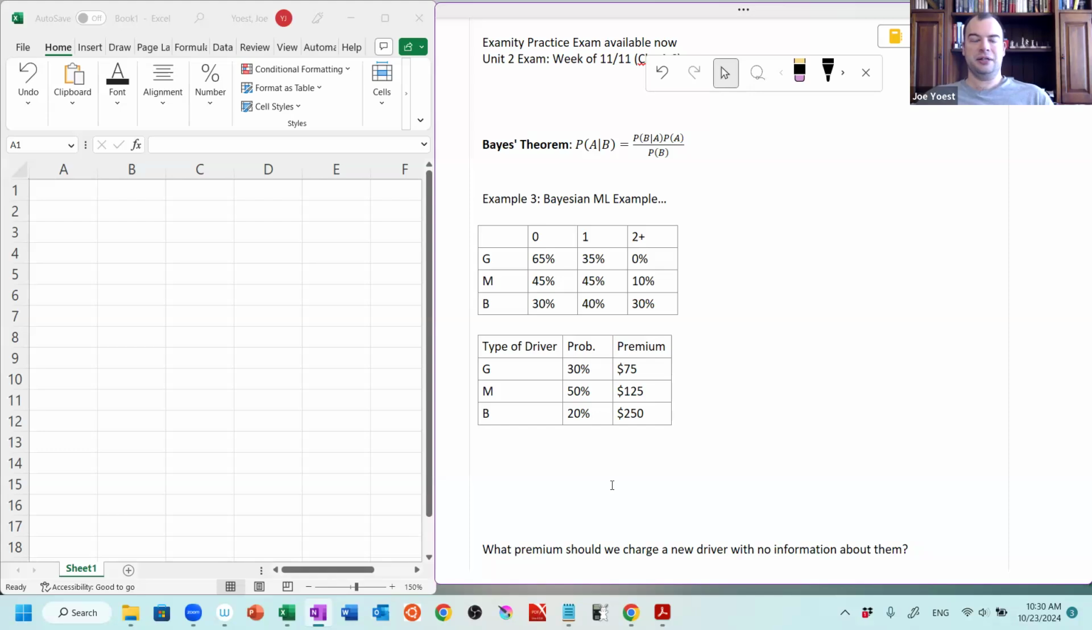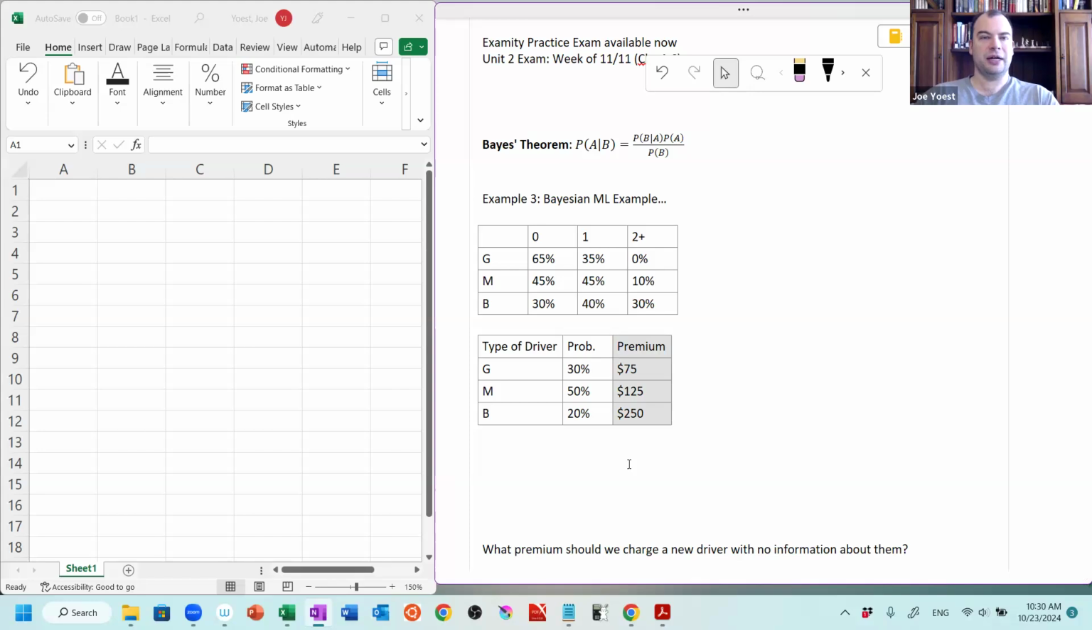And then I could watch them another year, a second year, update it again, and then watch them a third year, update it again. And as this information keeps rolling in year after year, I keep updating my estimate that they are a good versus moderate versus bad driver. And of course, the end result of all of this is we want to charge them a premium that's in line with their expected cost.